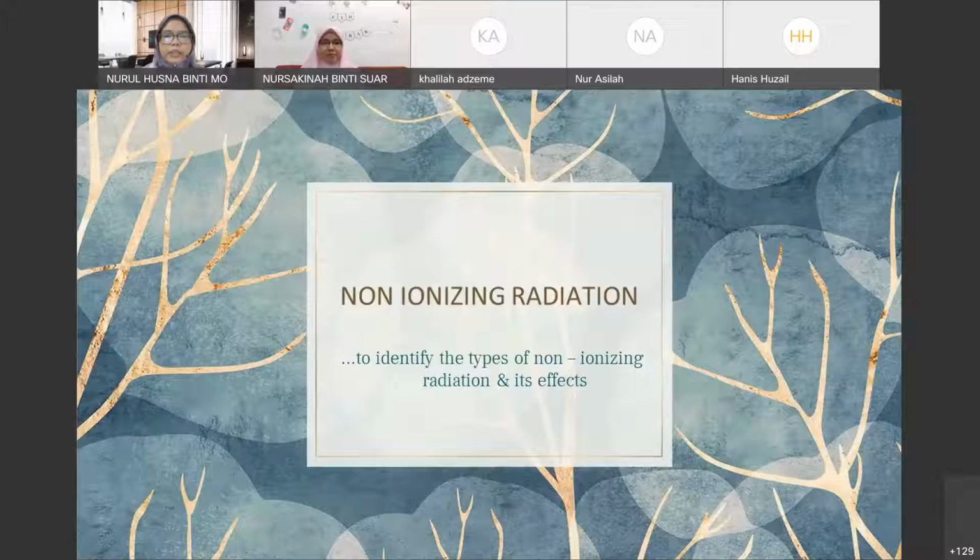Okay, Assalamualaikum and hi everyone. We will now be moving on to non-ionizing radiation because just now we have learned about ionizing radiation. So the main topic about non-ionizing radiation that we will discuss today is mostly about its effects. My name is Husna and here with me is my friend Sophia. We will today explore more about non-ionizing radiation.